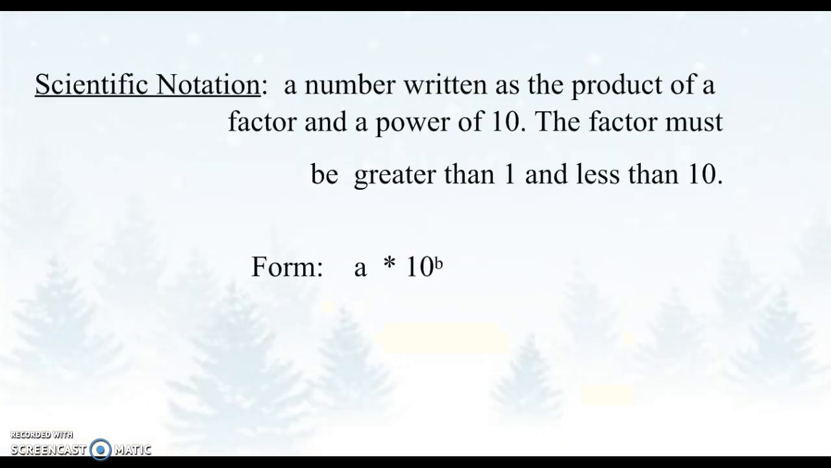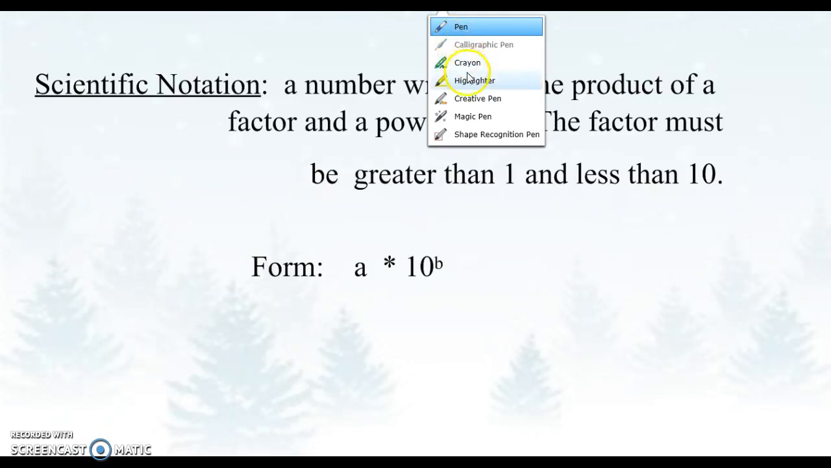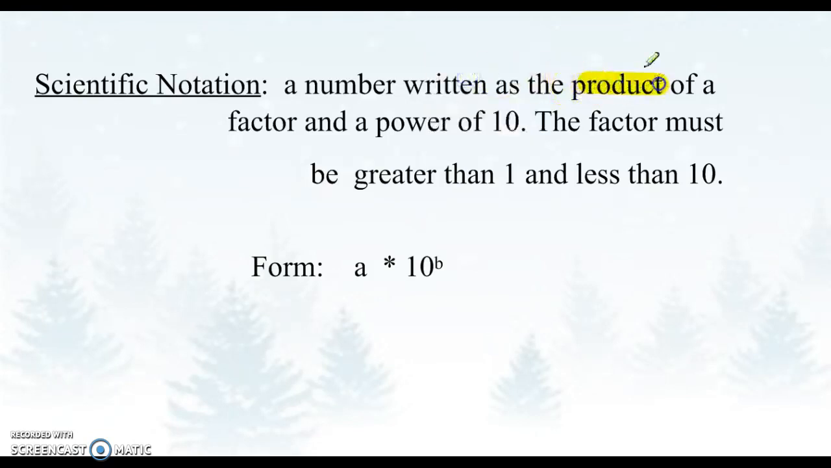All right. So scientific notation, if we can remember back to when we first talked about this, it's a number written as a product. That word product is super familiar because we've talked about it a bunch of times. And product just means multiplication. The product of a factor and a power of 10. The factor must be greater than 1, but less than 10. So it's super important that when we're picking our numbers, we look and make sure that they are between 1 and 10.